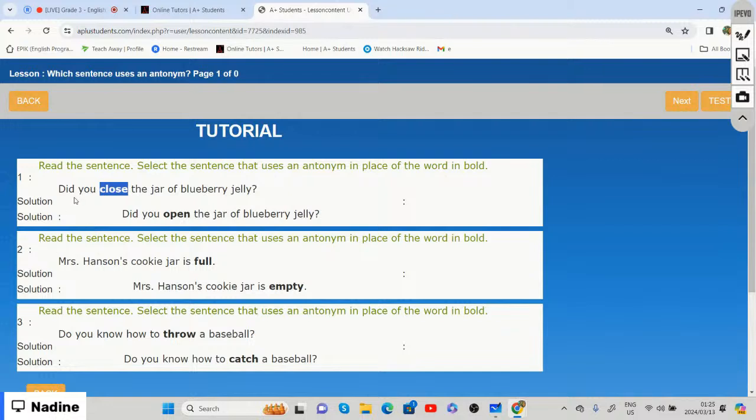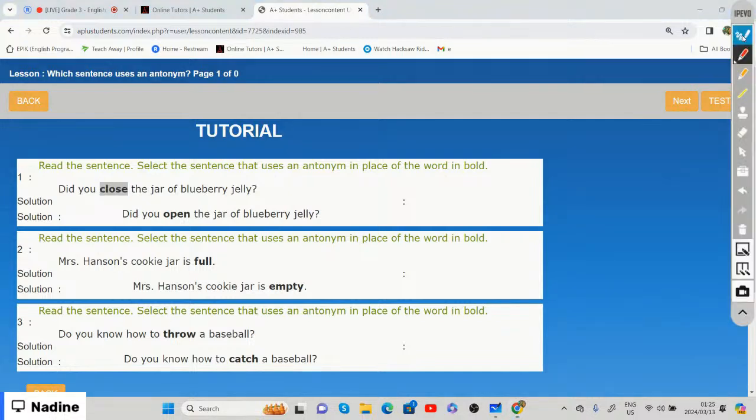So the opposite of close, right? It says, did you close the jar of blueberry? So we need to say the opposite of close. Something is not closed, right? Yes, so if something is not closed, then we can say it is open, right? So don't close it, but open it, right?